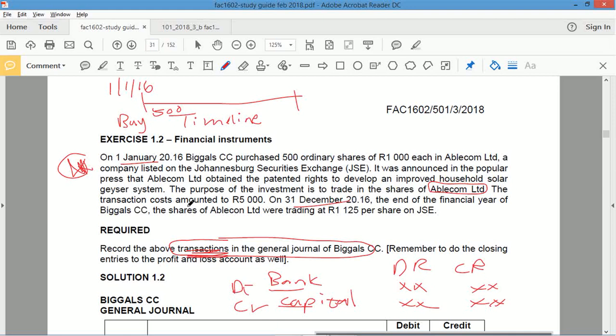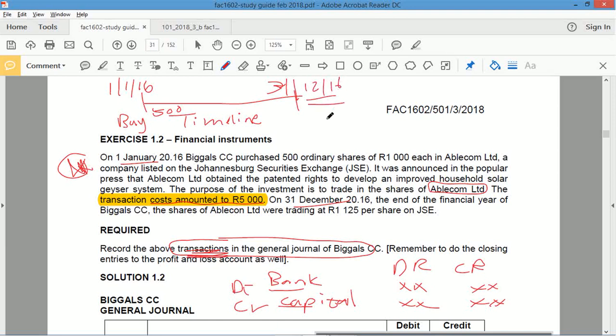Okay, the transaction costs amount to 5,000. So that's also something to remember. Why? It gives me information relating to an expense. Okay. On 31st December 2016, the end of the financial year, the shares of A were trading at 1,125 per share. Right, so that's really good. So that's 31st of the 12/16. Yeah.